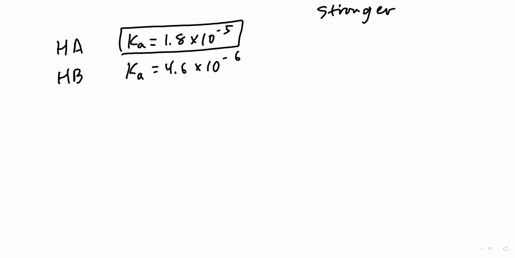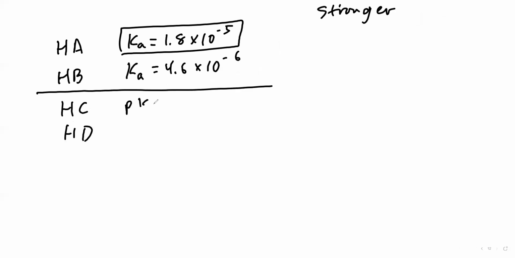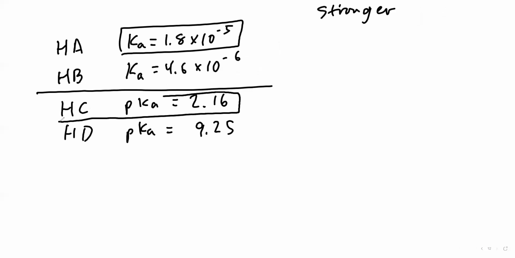All right, so then we can do another kind of a quick little test. Let's say that we have fake acid HC versus fake acid HD. And instead of knowing Ka's, we know pKa's. All right, which one is the stronger one? One with the smaller pKa.